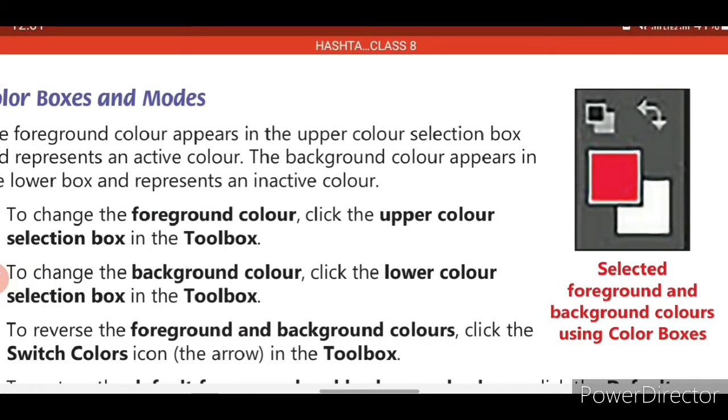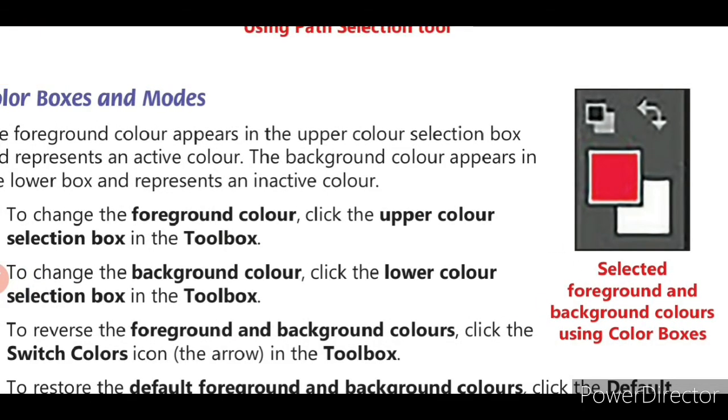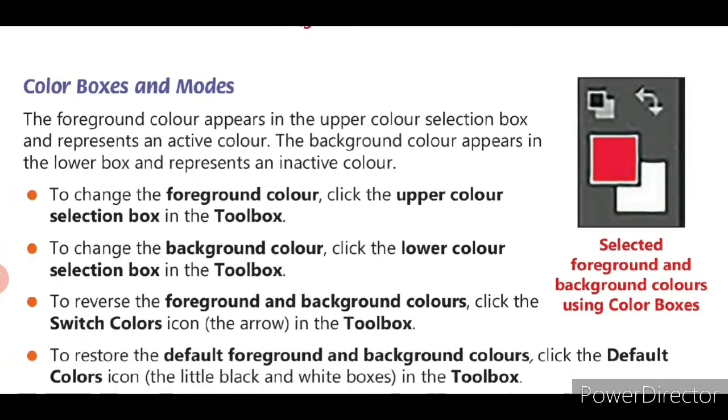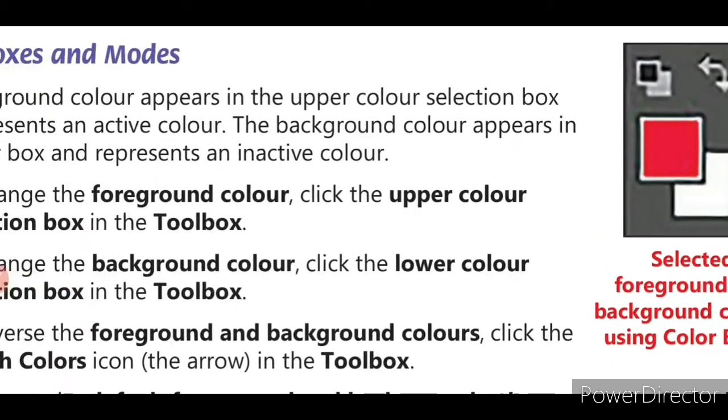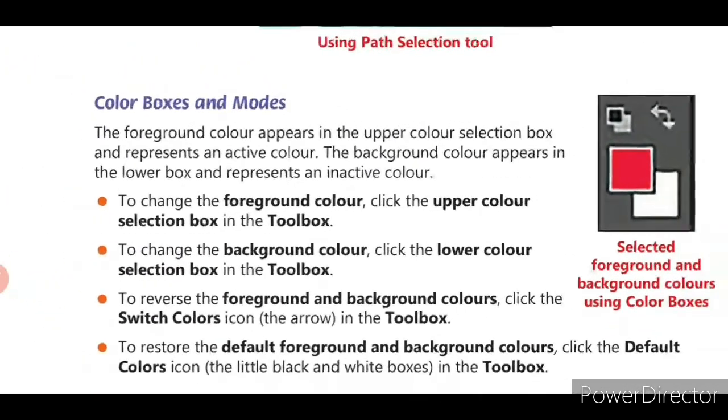the box which is filled with red color shows the foreground color. Okay, it is the active color. The box with the white image shows the background color, which represents an inactive color. Clear?